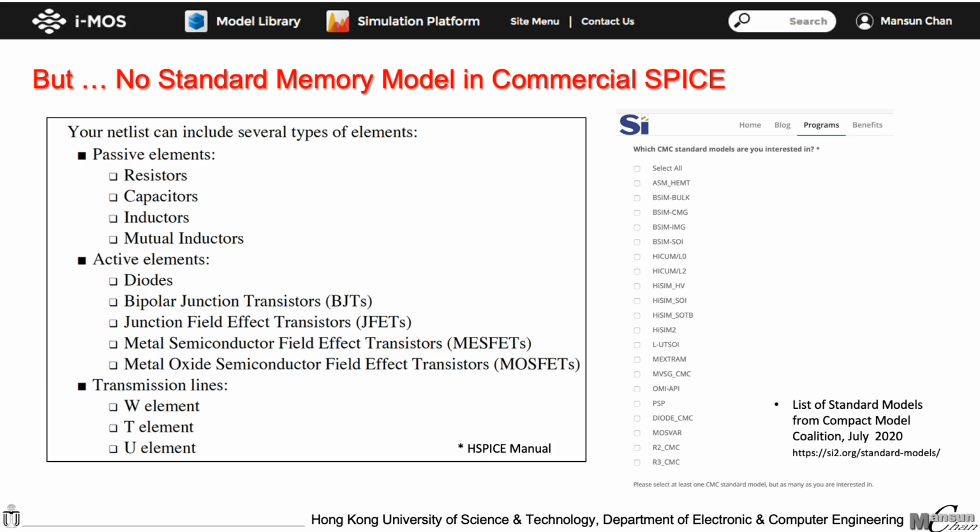I guess one reason is that advanced memory device structures are not mature, and it is difficult to develop any standard model that fits the ever-changing material systems and device structures at this stage. At the same time, memory devices have some special characteristics that are quite different from the traditional devices that we have been modeling.